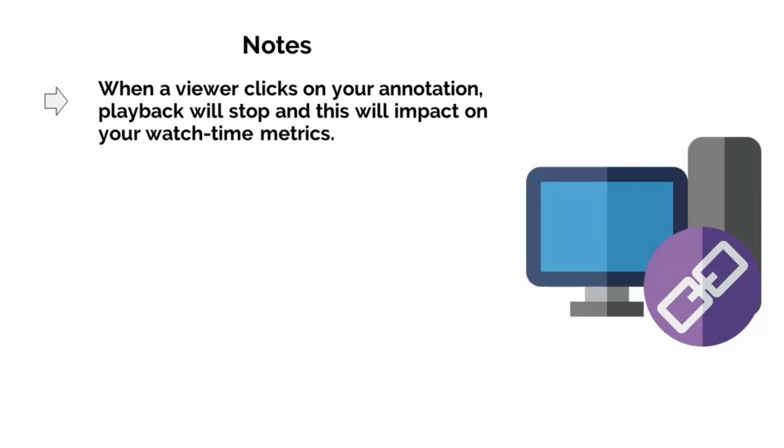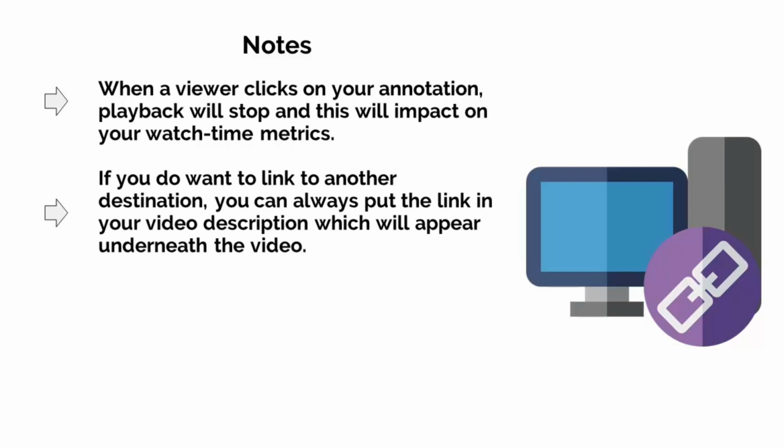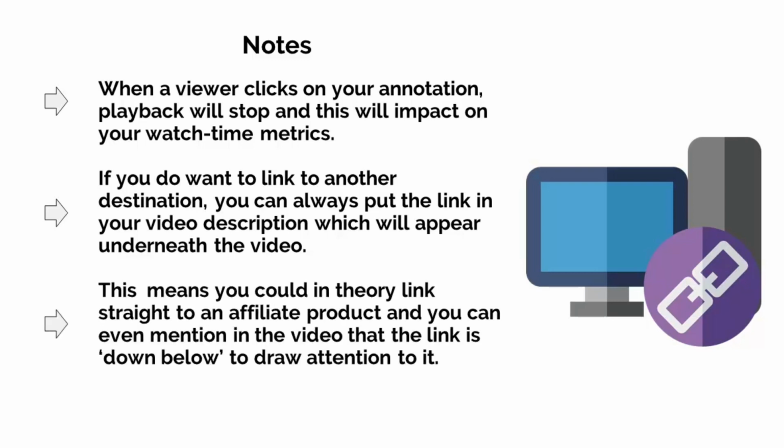A few notes here. First of all, note when a viewer clicks on your annotation, playback will stop and this will impact your watch time metrics. Note too, if you do want to link to another destination, you can always put the link in your video description, which will appear underneath the video. This means you could, in theory, link straight to an affiliate product, and you can even mention in the video that the link is down below to draw attention to it. There are tons of options here.